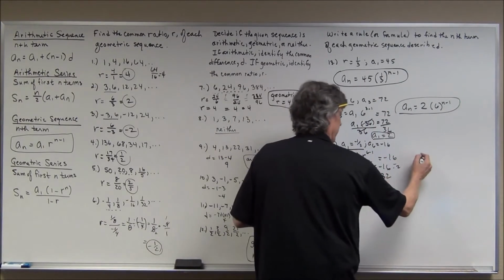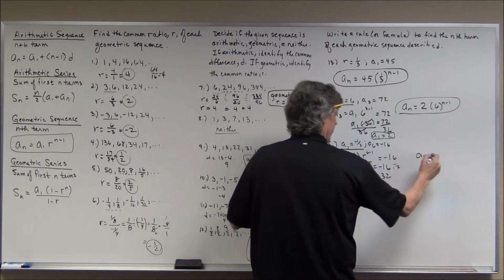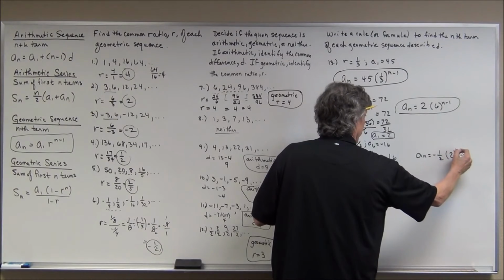So right over to here, I can write a sub n is equal to a sub 1, which is negative 1/2, times my ratio, which is 2 raised to the n minus 1 power.